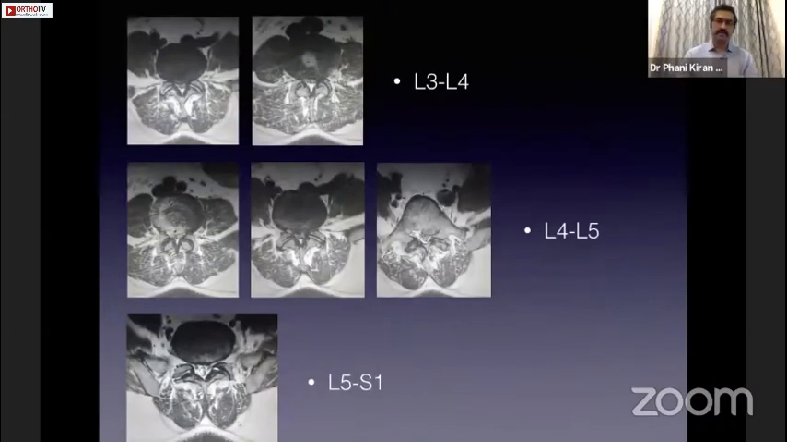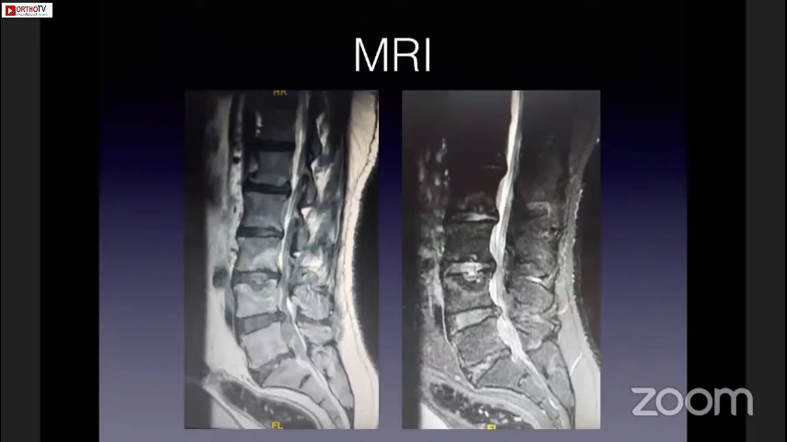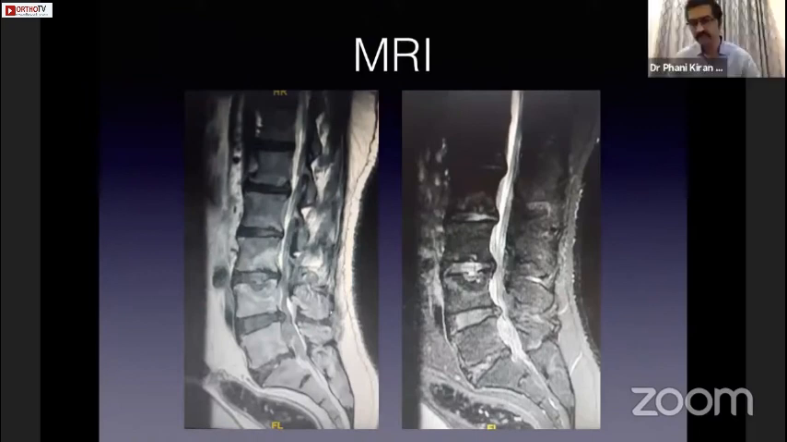Yeah, the mobility at L34 is usually much lesser than at the other levels, L45 and L5S1, and I just wanted to also reduce the duration of surgery. Okay. So I just did a posterior fusion there, facet joint.